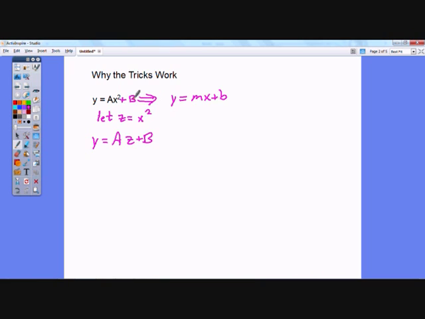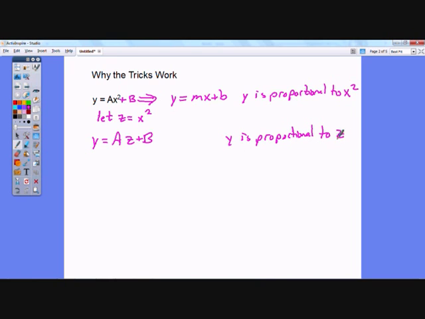Now as we look at this, the game has changed. If we were to write a statement for this, we would say y is proportional to x squared. That's what we would say. That's not a line. But here we would say y is proportional to z. That is a line.